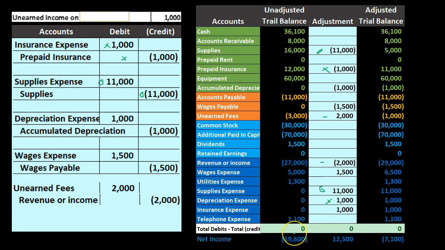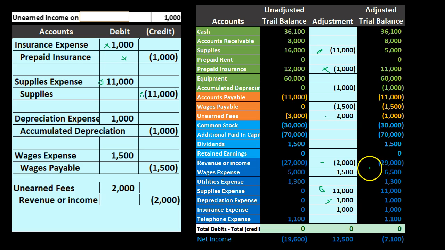We can see that if we started with something with 0, we entered all these adjustments that add up to 0, meaning debits minus the credits equals 0. We end up with something where the debits minus the credits equals 0. And the total effect on net income is revenue minus expenses. Now this one brought net income up a bit. All the other ones have brought basically net income down.